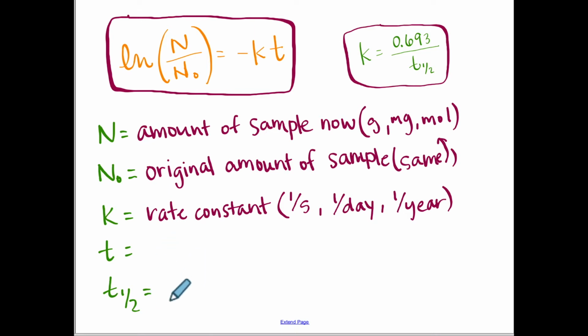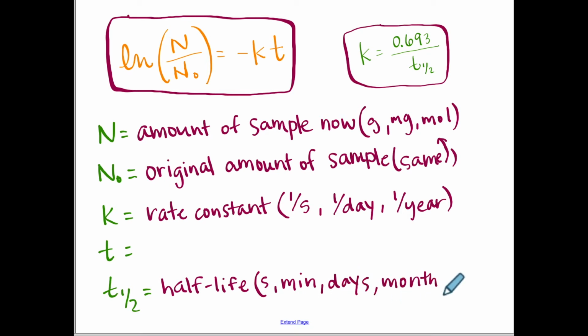The half-life, T1 half, is the amount of time that it takes for half of the sample to decay, and it's going to be measured in seconds, minutes, days, months, years, etc. The T actually stands for the time period that we're allowing this to decay, or that it has been decaying, and it can be in units of time too.